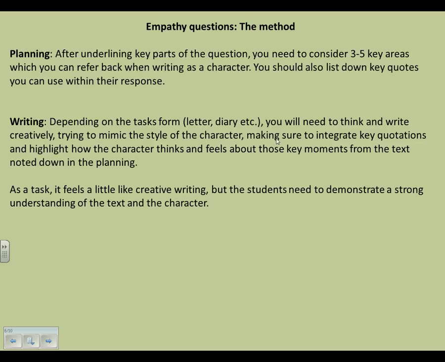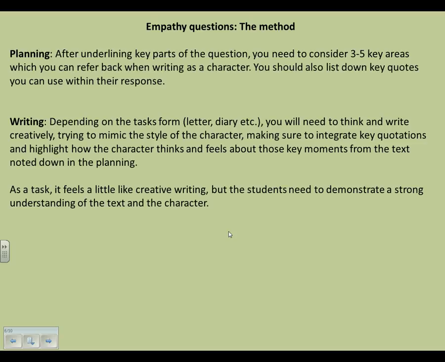Now, it's not very clear what you need to do with the quotations, whether you need to put them in quotation marks or not. The example I'm showing you will not use those, but there's nothing that says you can't do that to show that you are quoting from the text. At every opportunity, when you're using those quotes, those key areas, make sure you're writing as if you are the character, considering how they would feel at that point. This is a little like creative writing, but students need to demonstrate a strong understanding of the text and character.